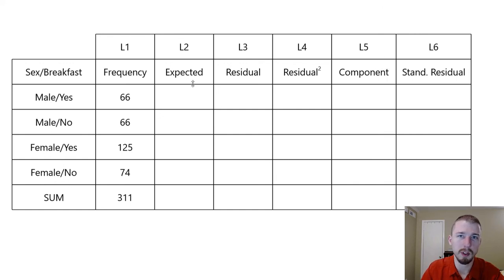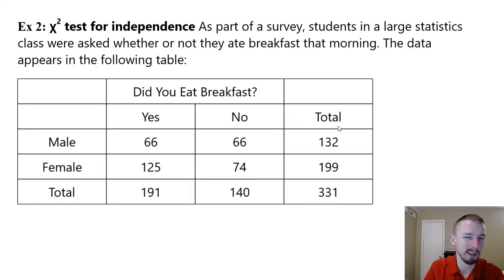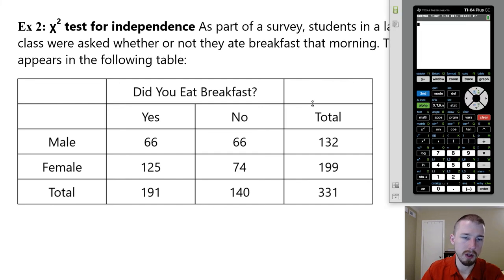To be able to calculate the expected values, what we were doing is, if they were independent, we want to find what the expected counts would be for each one of these categories. That can be a little bit tricky, so let me show you how we would do it. Essentially, we're going to multiply the marginal probability of being male by the marginal probability of eating breakfast. So we'll go to alpha x and put it in as a fraction.